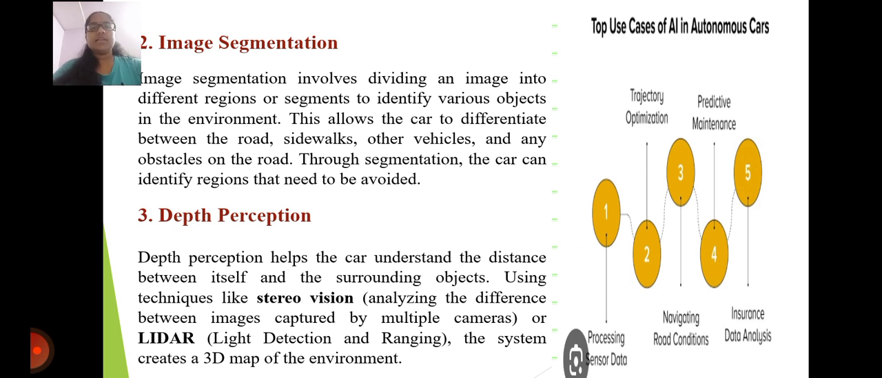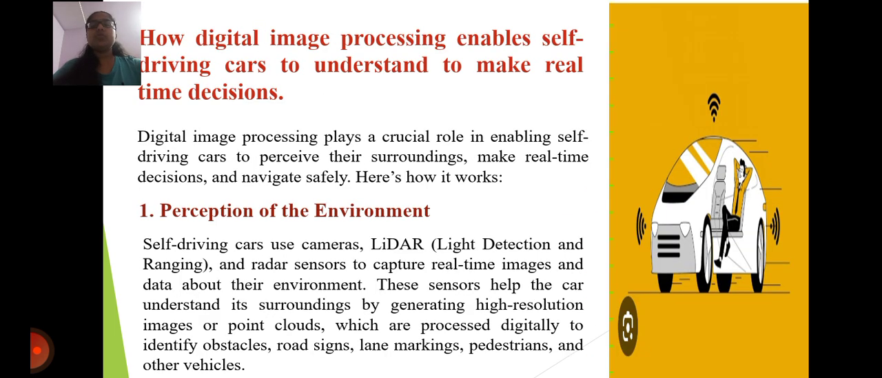The third thing is depth perception. Depth perception helps the car understand the distance between itself and the surrounding objects. Using techniques like stereo vision, that is, analyzing the difference between the images captured by multiple cameras, or LIDAR, that is, light detection and ranging, the system creates a 3D map of the environment. This is the second thing, where we learned how digital image processing is used to avoid obstacles.